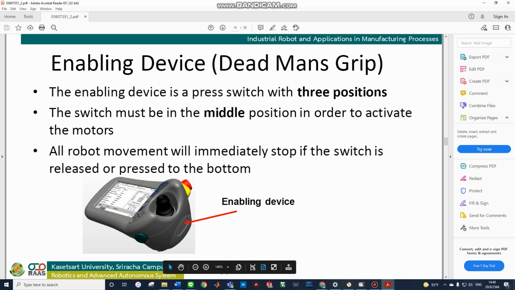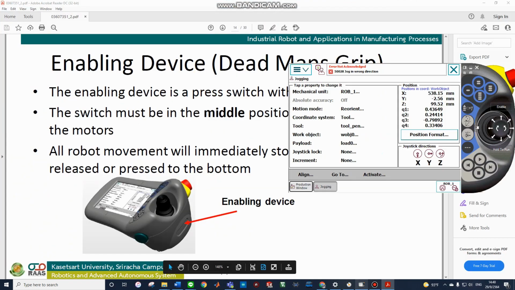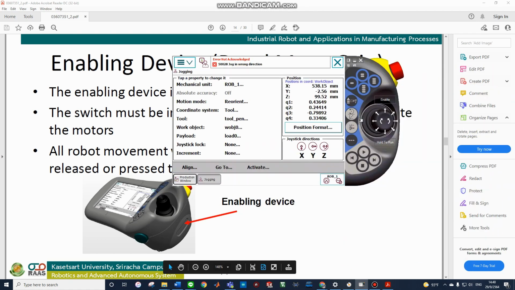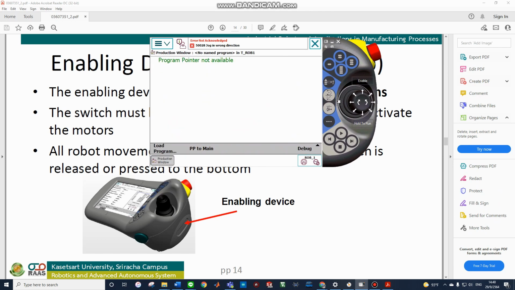This is the enable device. Okay. About the enable device. This is stop it. Okay, this is start. Okay, about teach pendant.